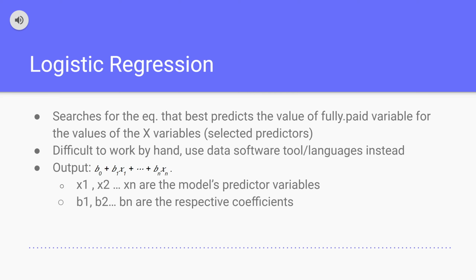The output for logistic regression looks like something that we have listed there: B0 plus B1x1 plus ... plus Bnxn. x1, x2, ..., xn are the model's predictor variables. So in our output model, those would be just the names of the predictors that we used. B1, B2, and Bn, and everywhere in between, are the respective coefficients for the corresponding predictor.